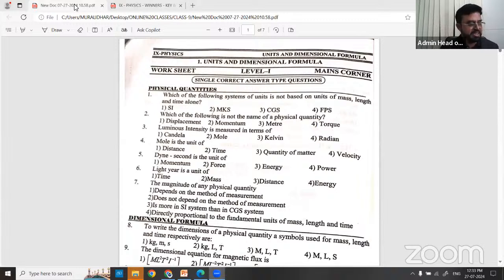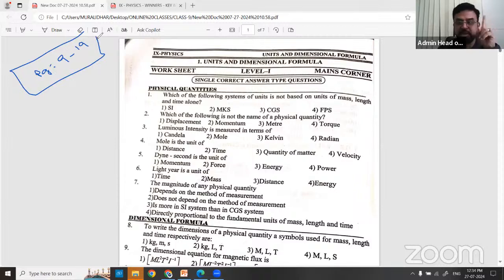You have 19 pages totally, from 9 to 19. So you have to go through from page number 9 to 19, where the lesson starts. Right? Page number 9 to 19, we have chapter number 1. Before that, there is a chapter 0 that we'll discuss at the end.